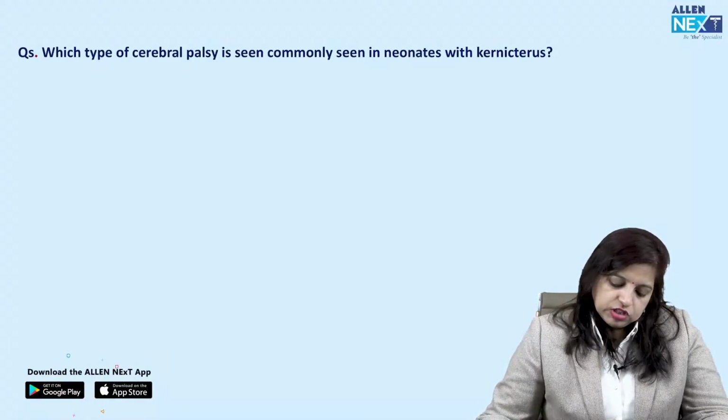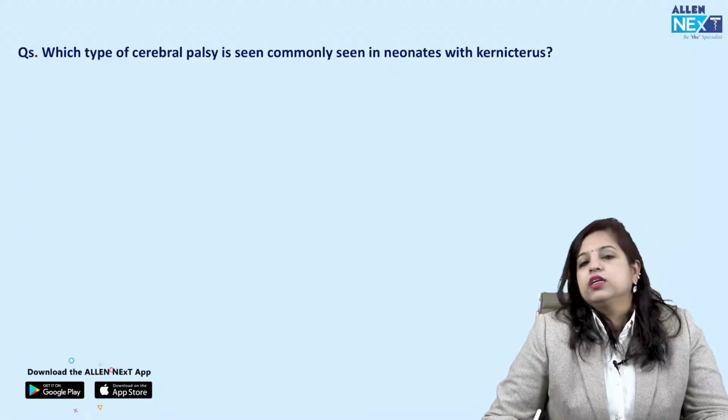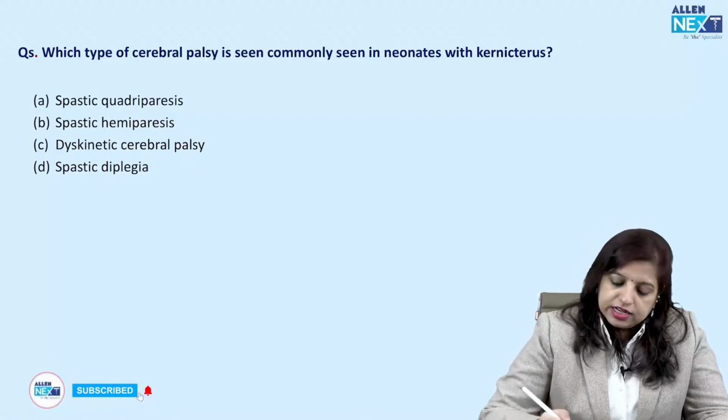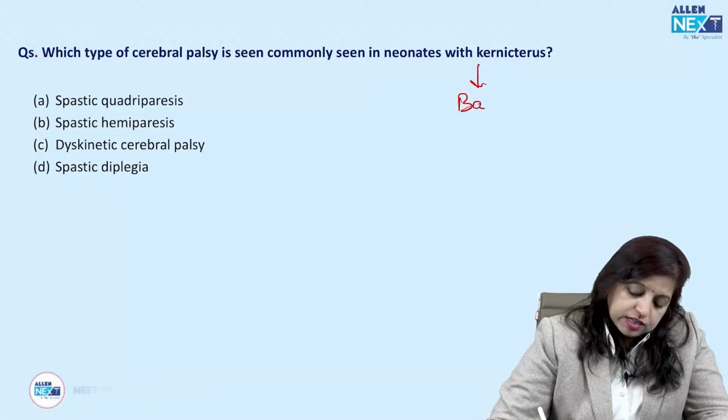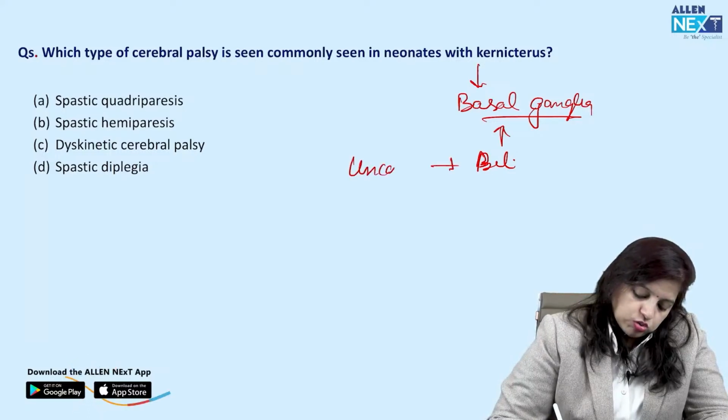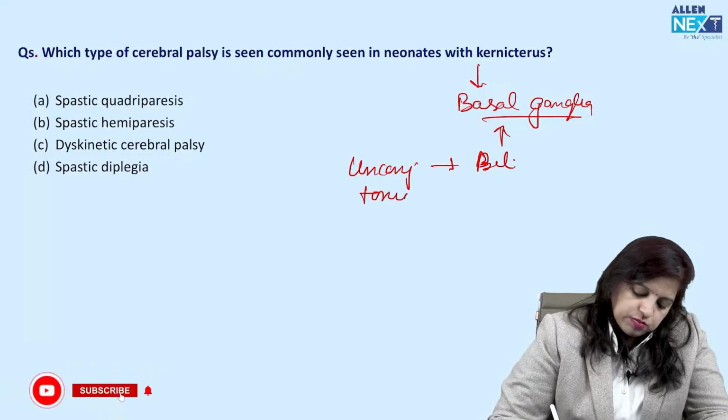Okay. Then, which type of cerebral palsy is seen commonly in neonates with kernicterus? We know kernicterus, basically which part of the brain is getting affected? Yes, you guessed it right. It is the basal ganglia. That is where the bilirubin will go and deposit. And this bilirubin, remember, is unconjugated, highly toxic bilirubin.